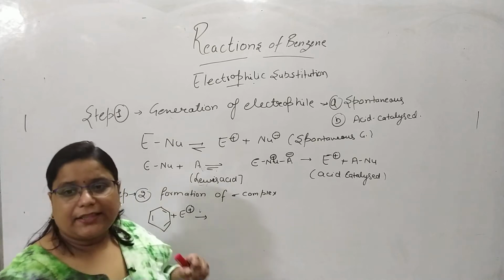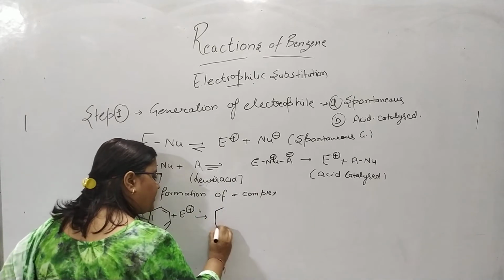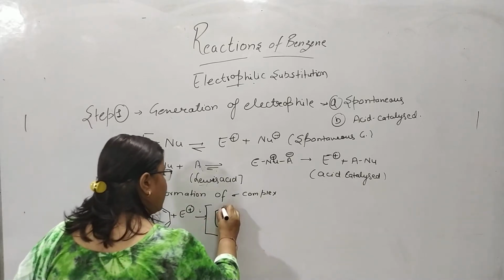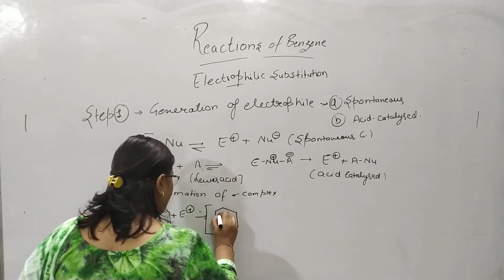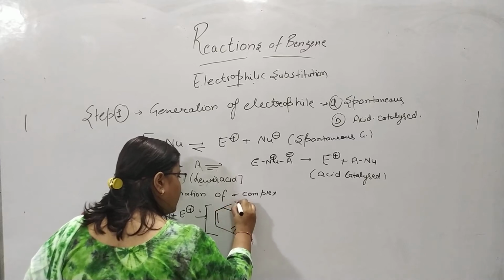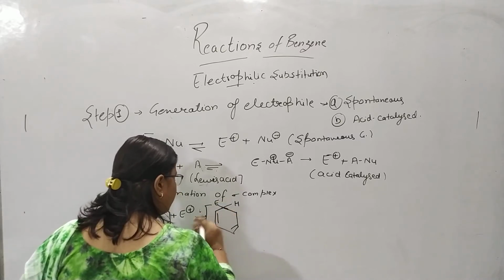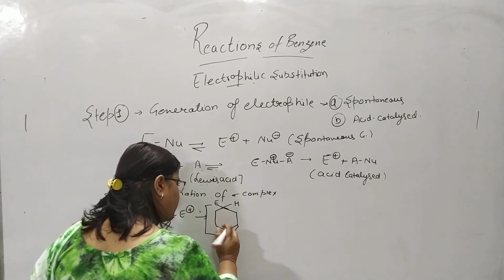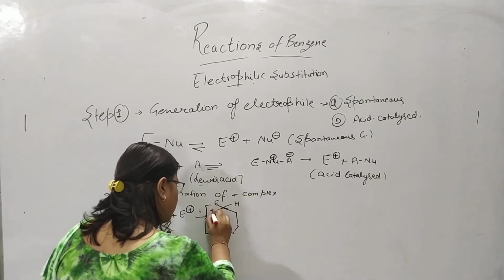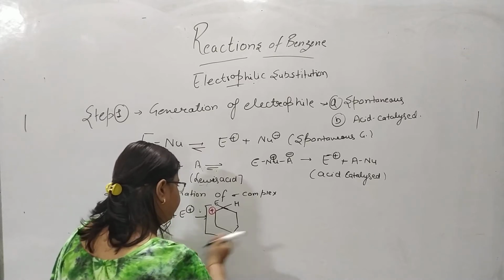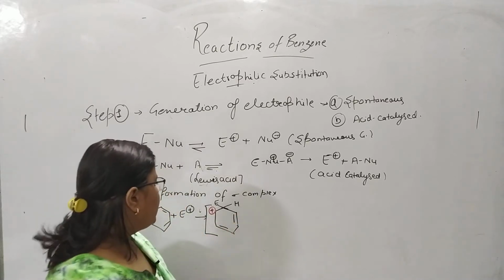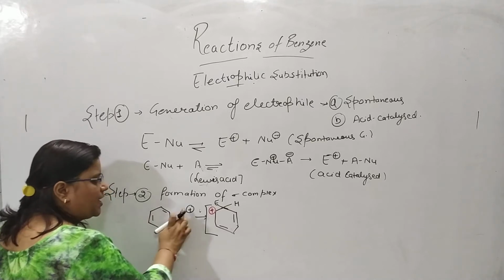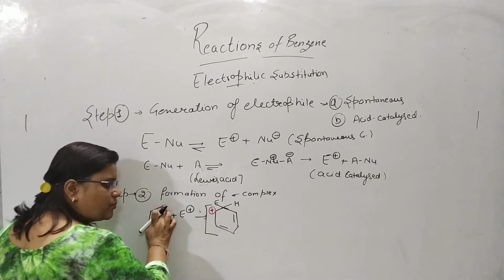What will happen? The benzene ring gets a positive charge, because as the electrophile attacks, it is attached to the benzene ring, and the positive charge occurs here. So the pi bond will dissociate and the electrophile is attached to the carbon.